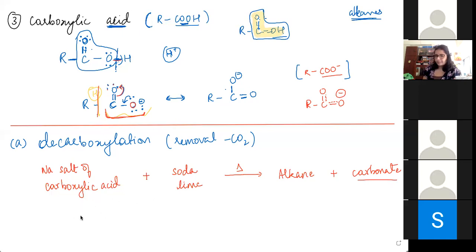So we'll take an example like acetic acid, CH3COO. Instead of a direct acid, we're taking the sodium salt of it. So CH3COONa. This is the negative ion, this is the positive ion. And soda lime is basically a mixture of. Have you guys come across soda lime before? What do you mean by soda lime?